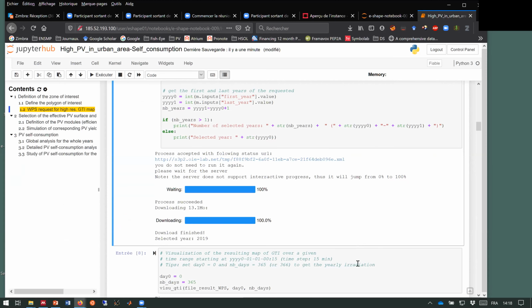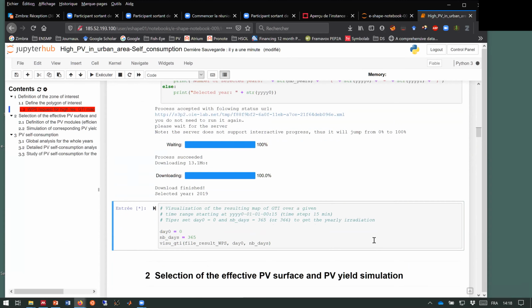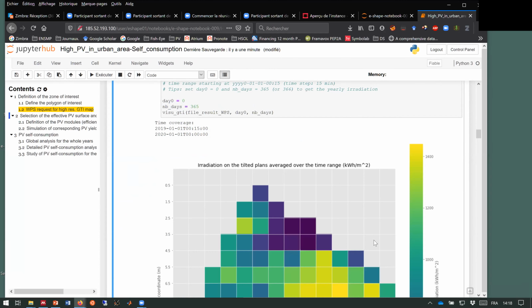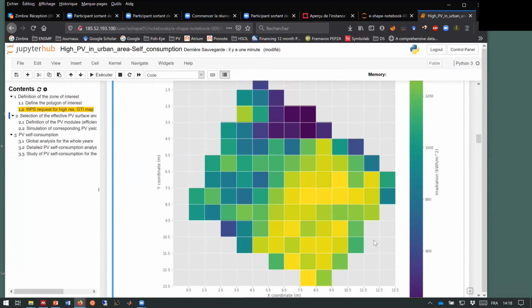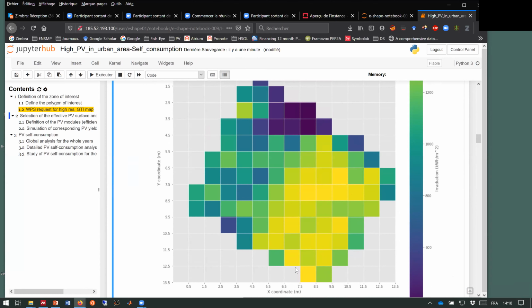I won't redo all the notebook, of course, but just to look at the results, I have these results on a yearly basis. Here you clearly have two zones, a higher level and a lower level, and you can do the PV assumption and the PV simulation. Okay, so that's all for me.